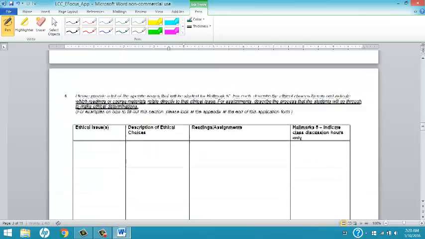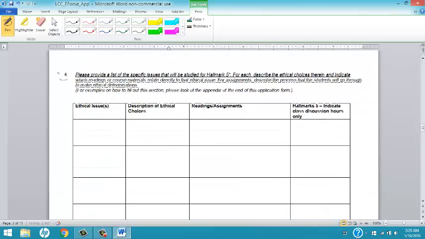Now over here, number 4, we ask you to please provide a list of specific issues that will be studied for hallmark 5. And for each, please describe the ethical choices therein and indicate which readings or course materials relate directly to the ethical issues. For assignments, please describe the process that students will go through to make ethical determinations. And for an example on how to fill this section out, you can take a look at the appendix and I will refer to it as well.